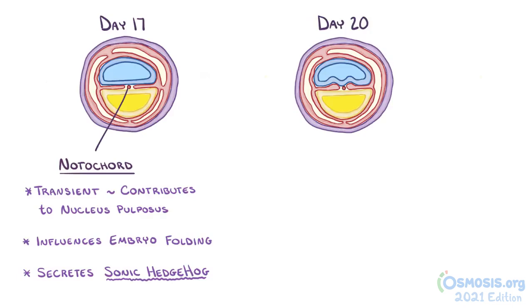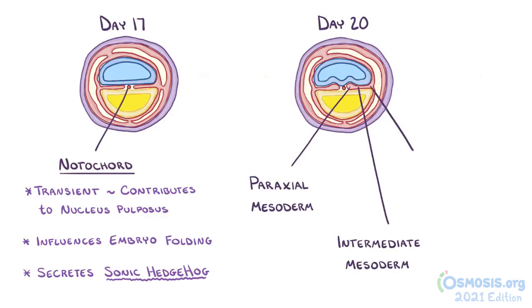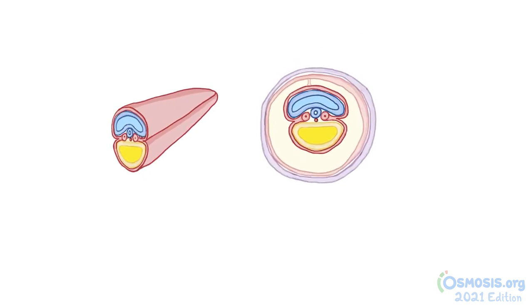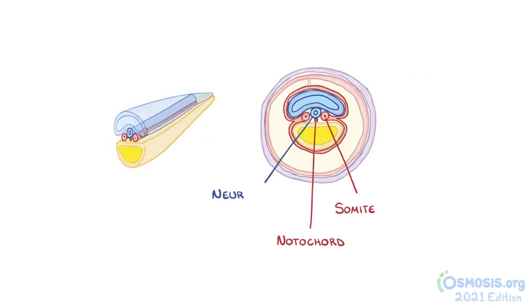On day 20, mesoderm cells around the notochord differentiate into 3 specialized types of mesoderm, called the paraxial mesoderm, intermediate mesoderm, and lateral plate mesoderm, each of which goes on to make different tissues and organs. The paraxial mesoderm is the closest to the notochord, and it quickly starts to segment into paired blocks of tissue called somites, with each somite in the pair sitting right alongside the notochord and the neural tube above it.